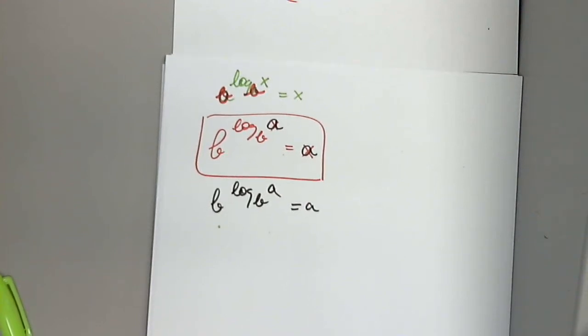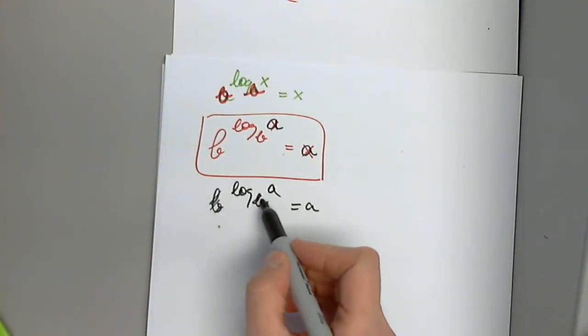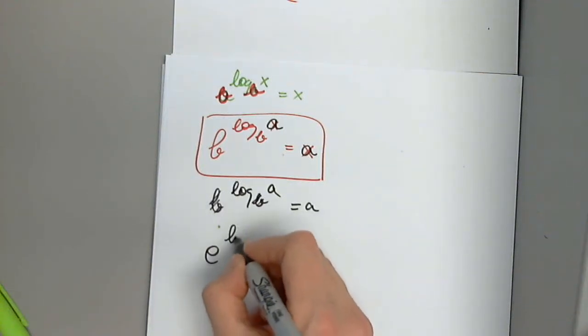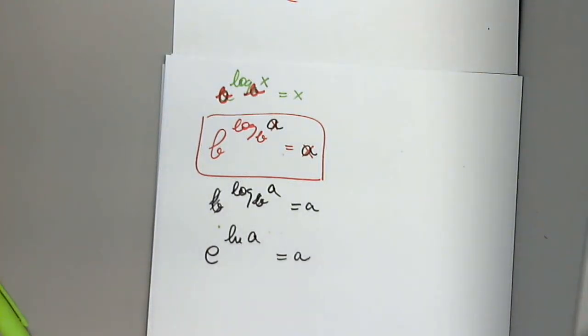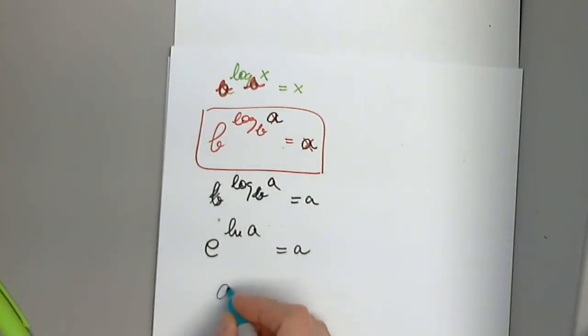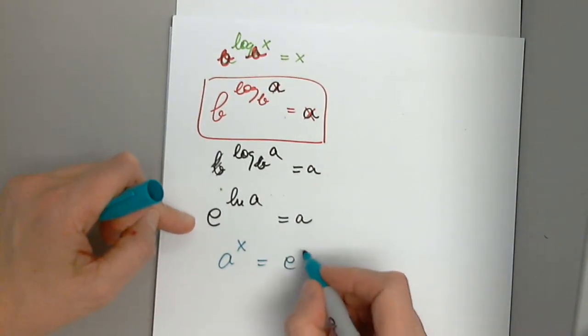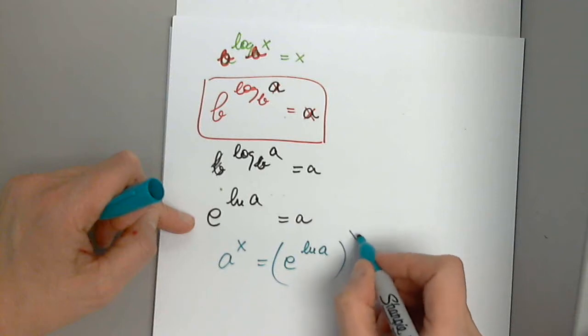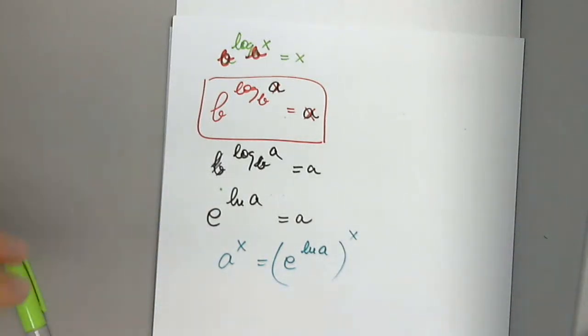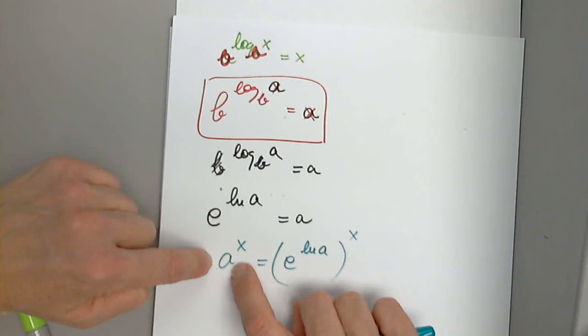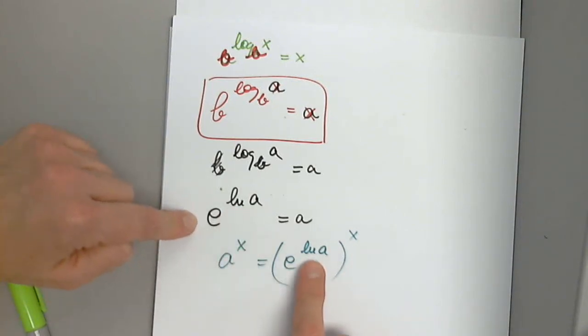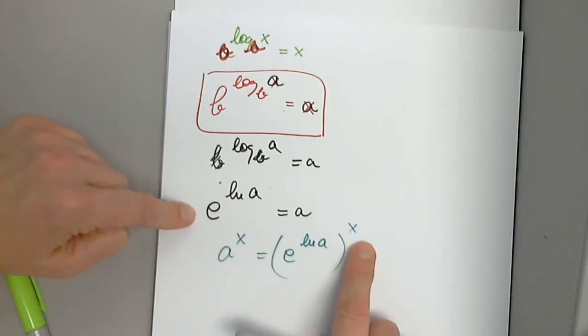So far, so good. Finally, I want to replace b by e. E to natural log a is a. Why do I want e? Because I know how to differentiate this one. That's why I'm going back to the same thing. So therefore, a to the x is the same thing as e raised to natural log a raised to the x. Because I replaced a by e raised to natural log a, raised to power x.